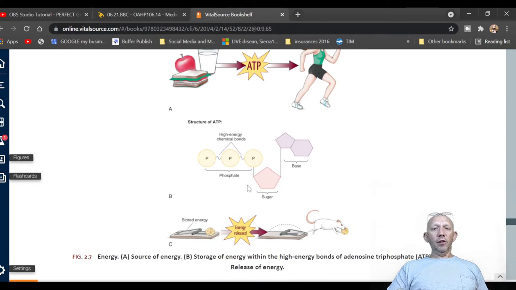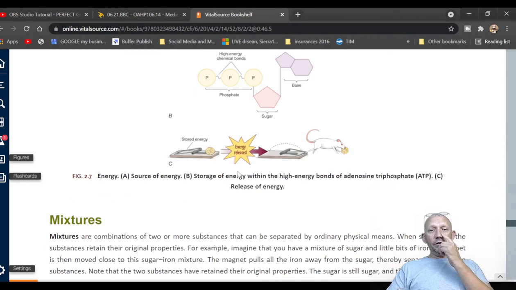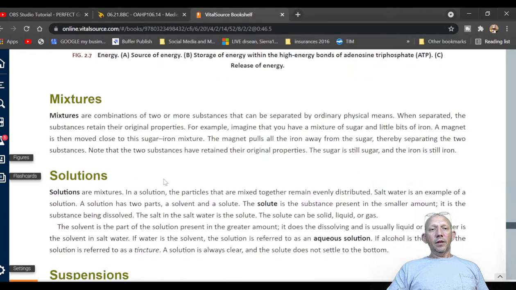Here's your ATP molecule, 3 phosphates. When you break it off, you end up with a little snap of energy. Oh, a little ATP, he got away. Good thing he didn't die.